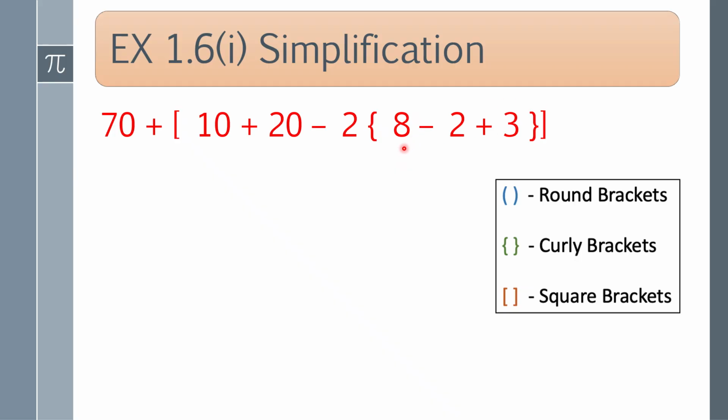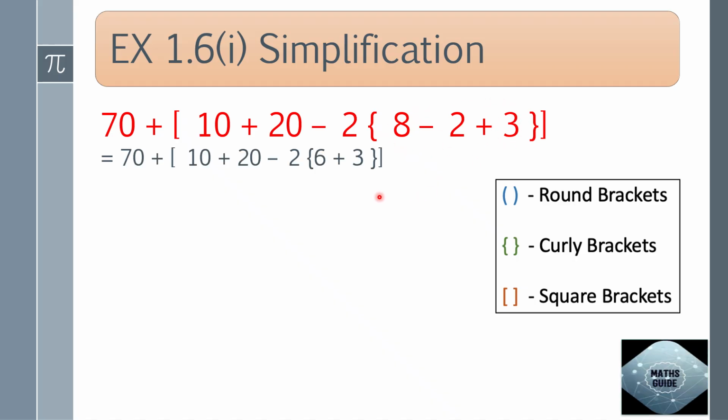In curly brackets we have 8 minus 2 plus 3. Remember the rule of addition and subtraction. Whenever we have addition and subtraction in any bracket, we just move from left to right. We will not solve the addition first and then the subtraction as in the sequence of BODMAS. No, when we have only addition and subtraction we move from left to right. So we will solve 8 minus 2 first, then add 3.